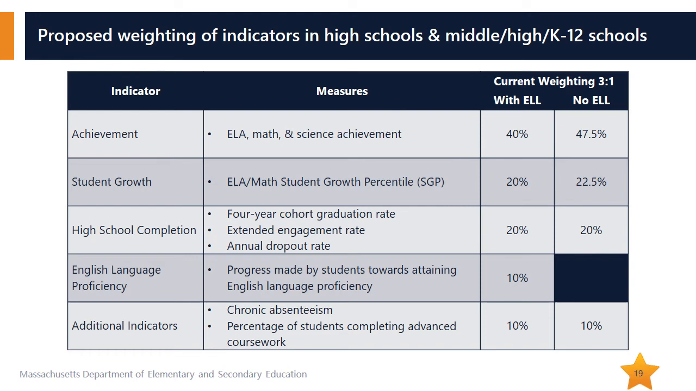Like with non-high schools, the weighting is applied to the indicator, and each measure within the indicator bucket has an equal share of the weight. As an example, the additional indicators bucket is worth 10%, meaning that chronic absenteeism and advanced coursework completion are each worth 5%. An important takeaway from these last two slides is that the actual percentages will vary based on the available indicators for each school. However, the ratio of achievement to growth can remain consistent.